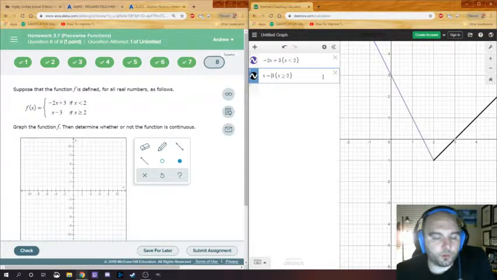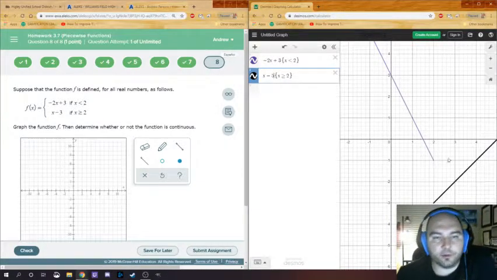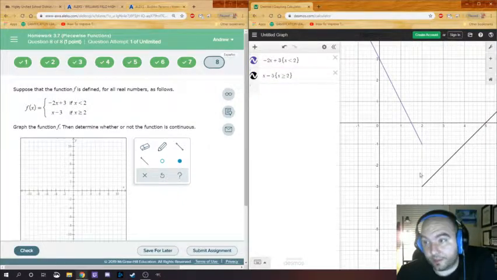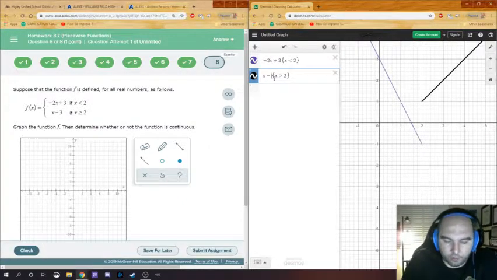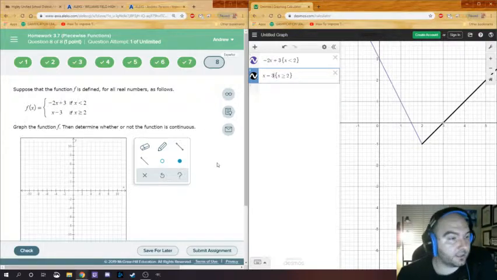Well, if you were looking for one that wasn't continuous, if this had been a 5, you'll notice there's a gap right here. That would be not continuous. However, the actual problem does not have that gap, so I guess it's going to be continuous.